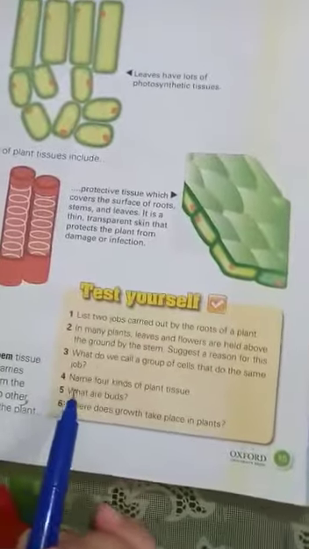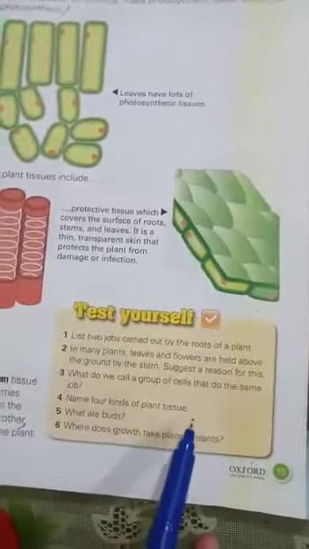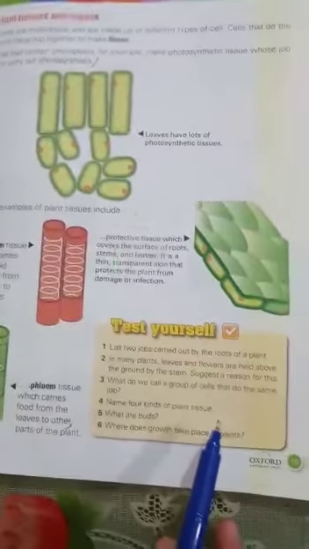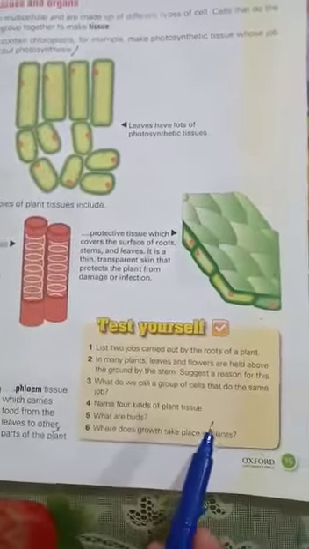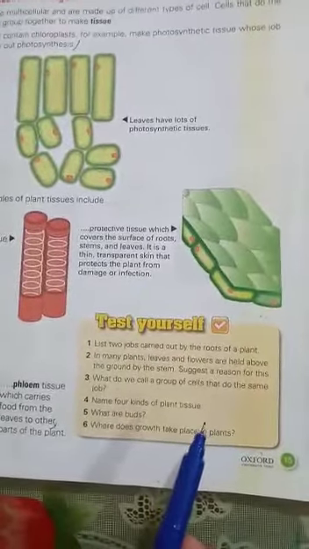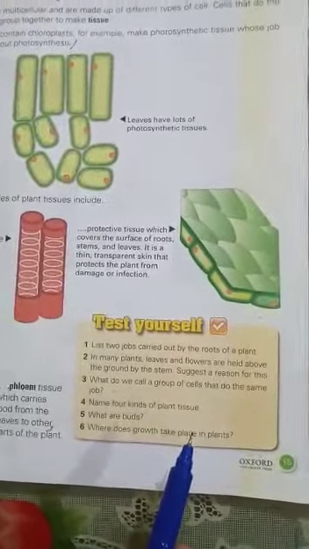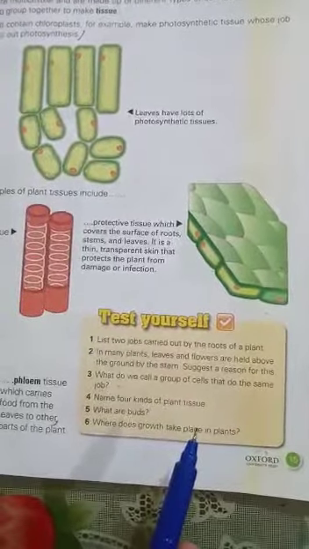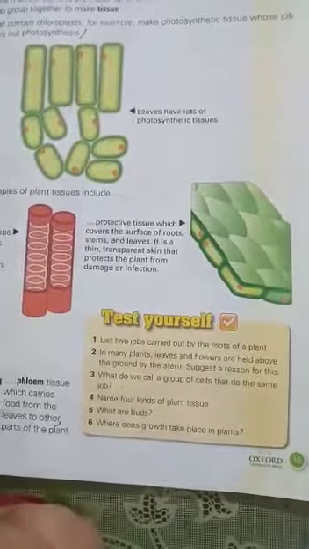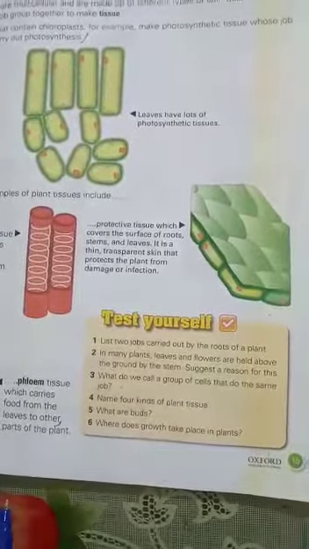Next, name 4 kinds of plant tissue. You can give the example of protective tissue, vascular tissue, photosynthetic tissue, and in vascular tissue we have the xylem tissue and phloem tissue.